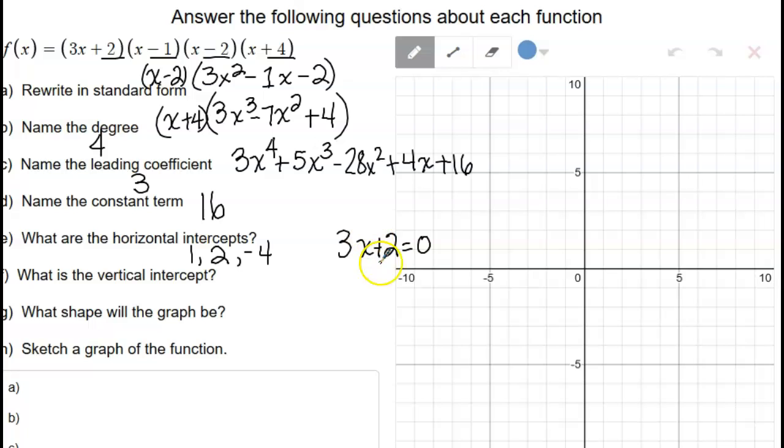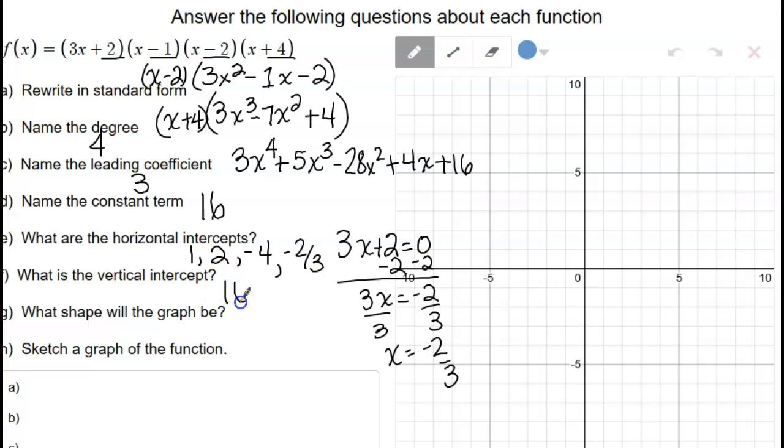So if I were to solve this equation, I would subtract 2 from both sides and solve that equation. So my other one would be negative 2/3. What is the vertical intercept? Remember, that's your constant term, so that would be positive 16, and then sketch a graph of the function.